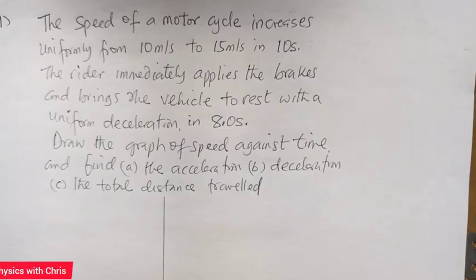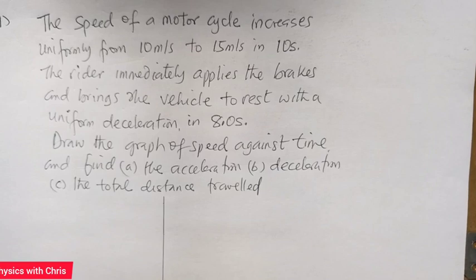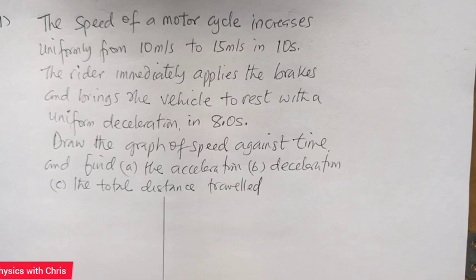The speed of a motorcycle increases uniformly from 10 meters per second to 15 meters per second in 10 seconds. The rider immediately applies the brakes and brings the motorcycle to rest with a uniform deceleration in 8 seconds.